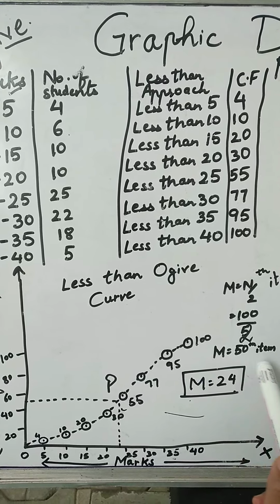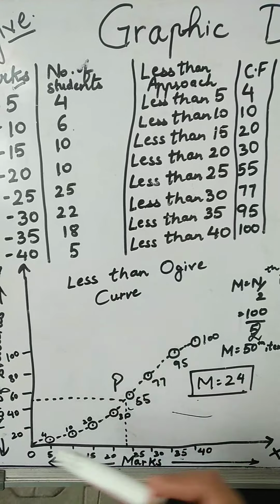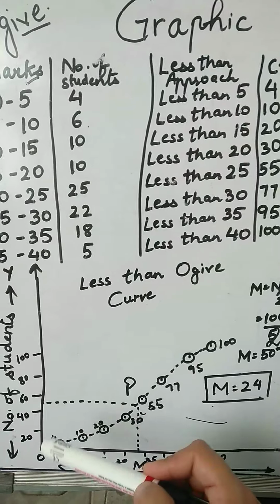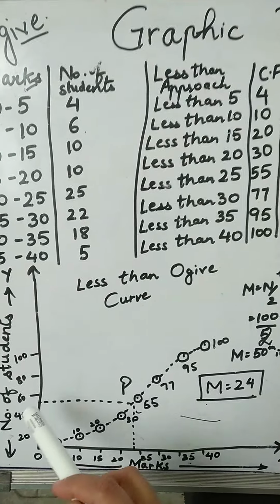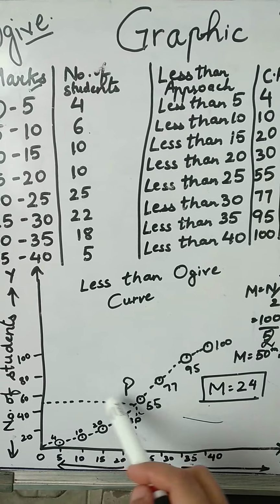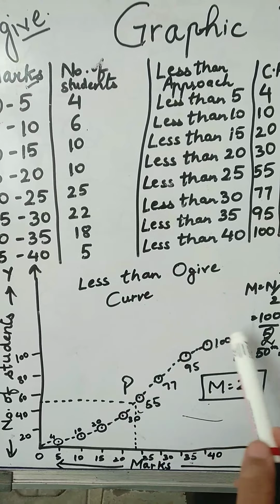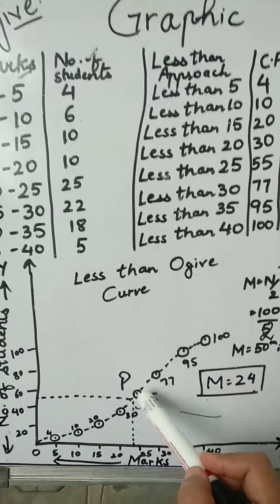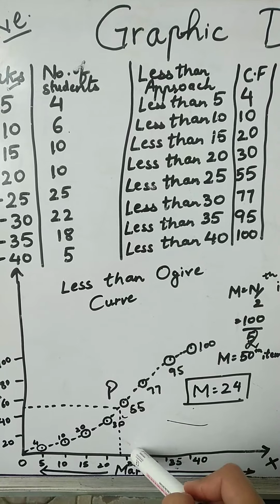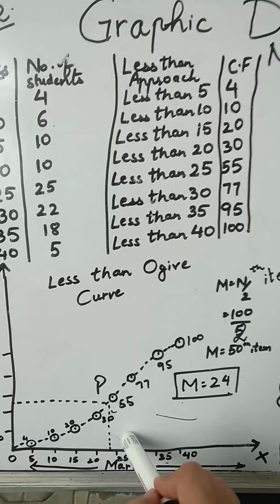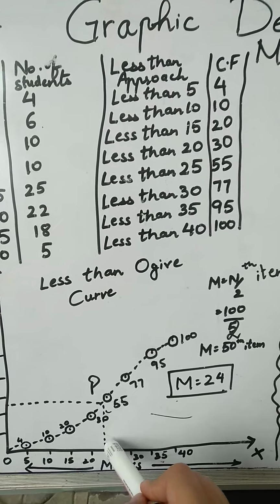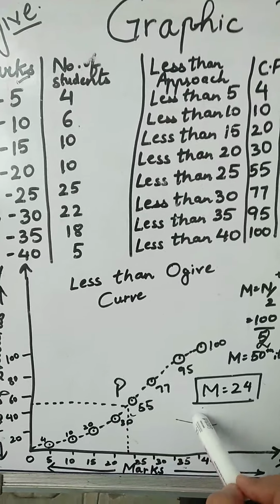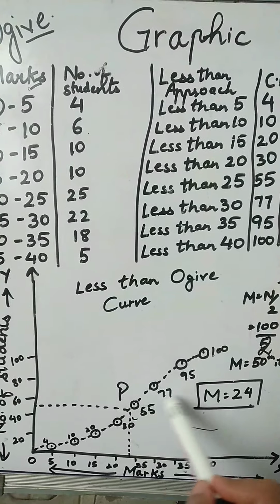After this, we were told to find the median. The median was the 50th item. We used to find the median from the cumulative frequency. So from this data, 50 comes out to near this place. We are going to extend this line to meet this curve. The point where they meet, I have plotted as P. We then read it on the marks of the students axis. The point where it is touching is 24. So the median in this case comes out to 24. So this was the less than ogive approach.